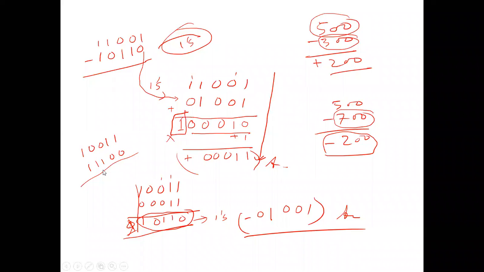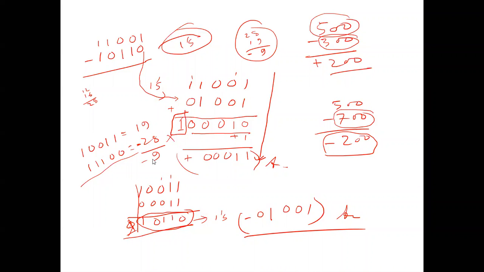Suppose now we check this: 1, 2, 4, 8, 16, so 16 and 3, your result is 19 decimal value. And this is 16, 8 and 4, attach 12, and 16 plus 12 is 28. So our result is 28 minus 19, so 9. This is minus 9. Because this is the minus value, this is the biggest value and this is the small value, so the result is minus 9.